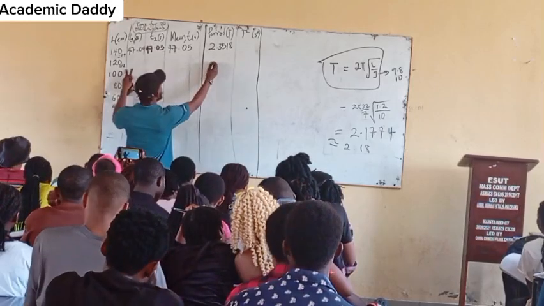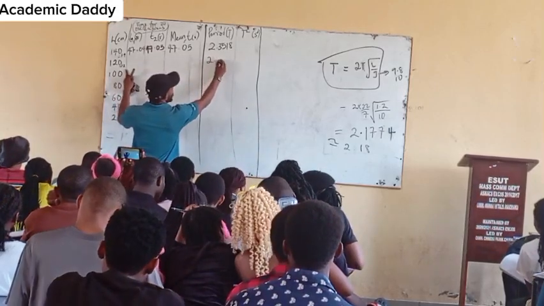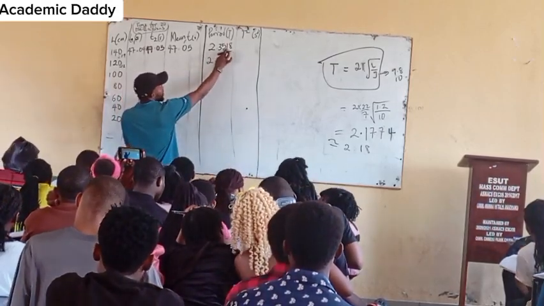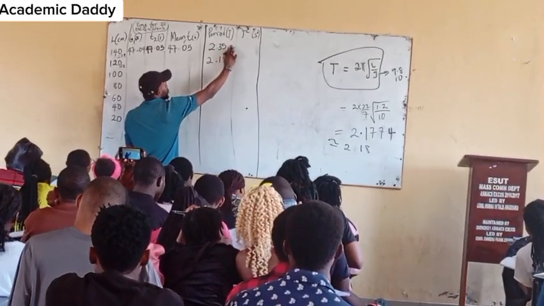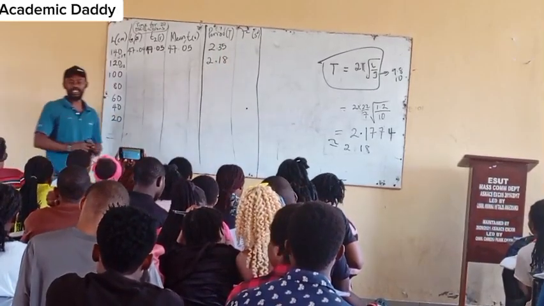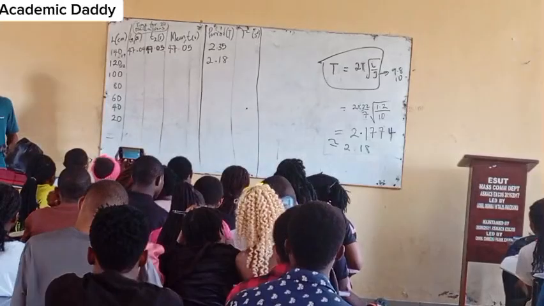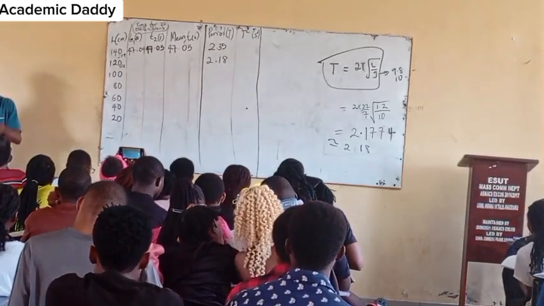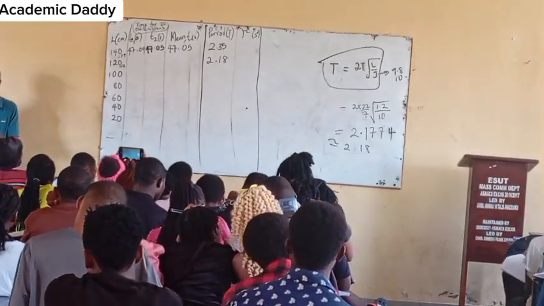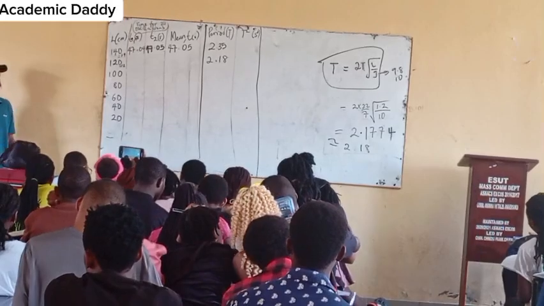For this one, I have 2.18, which means I'm supposed to do something here. Remove this one, it will get out. Once I'm using 2 decimal places, use 2 decimal places. These are things you must note. If I'm using 1 decimal place, use 1 decimal place. Okay.